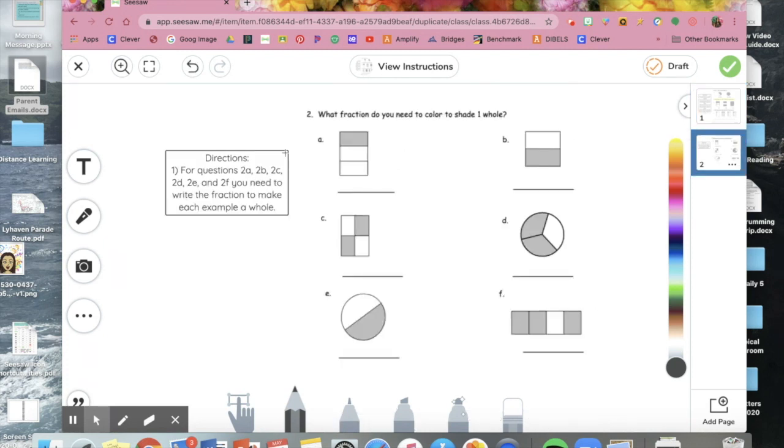Page 2, question 2. What fraction do you need to color to show 1 whole? So if you need to, but you can clearly see the unshaded part, okay? So you can even do a text box and write whatever. So like it might be 2/3 or 1/2, and then you can drag it over, okay? And then at the bottom part, you're not doing that bottom part that I showed you. Okay, my friends, and then click the green check when you're done. Good luck.